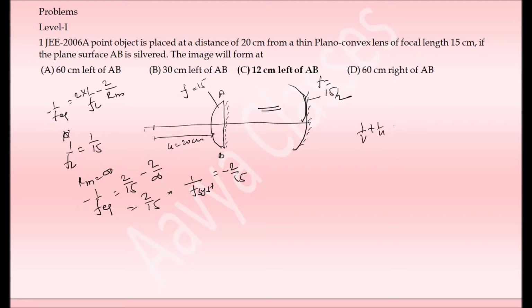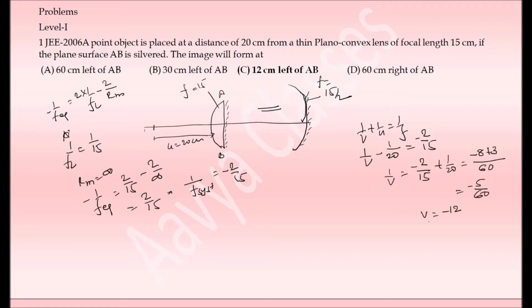1 by v plus 1 by u is equal to 1 by f, and u is minus 20. So minus 1 by 20, and f is equal to minus 15 by 2, so minus 2 by 15. From there we get 1 by v is equal to minus 2 by 15 plus 1 by 20. So minus 5 by 60, that is v is equal to minus 12.